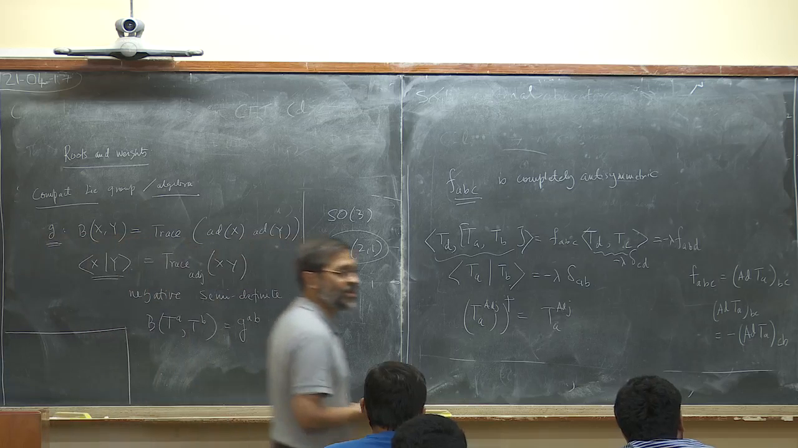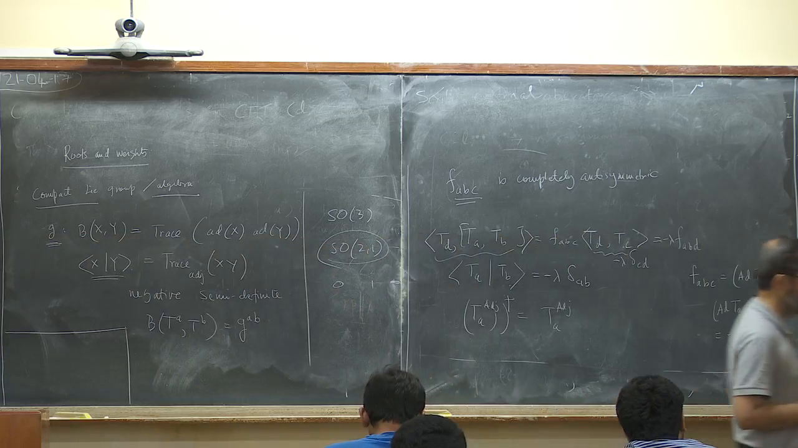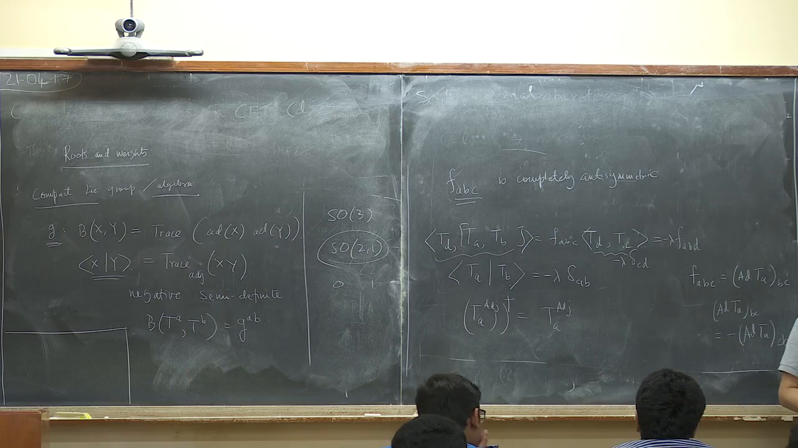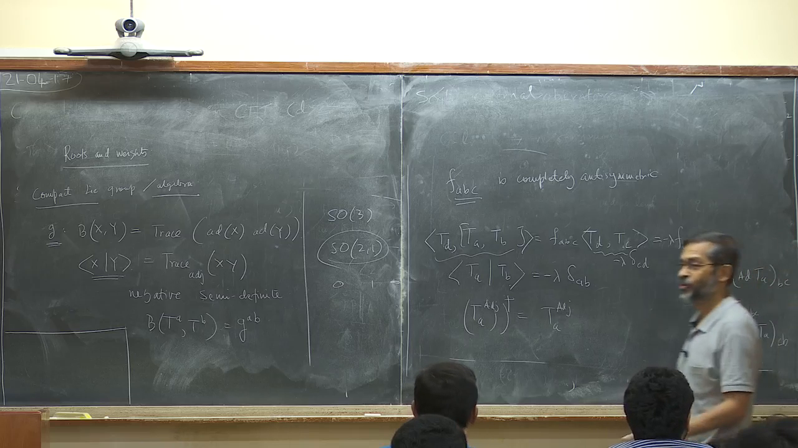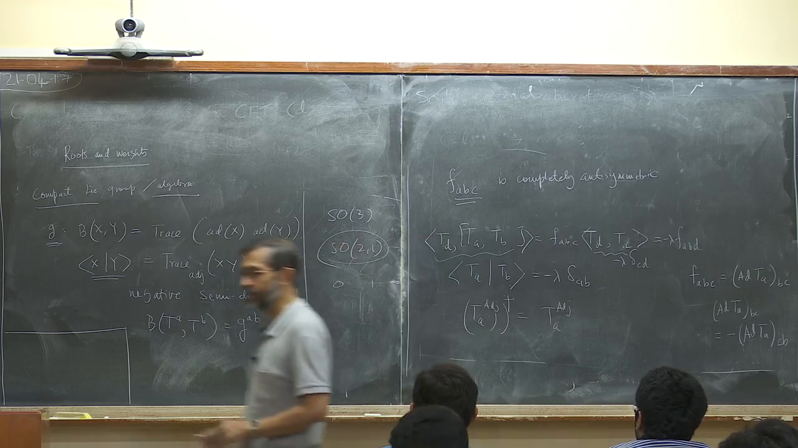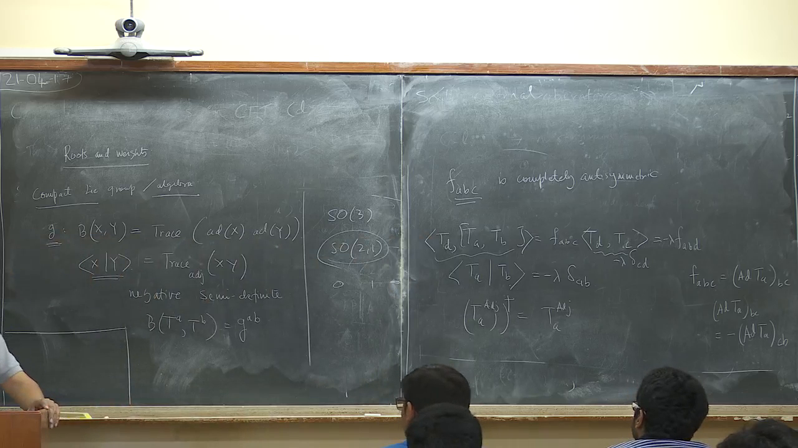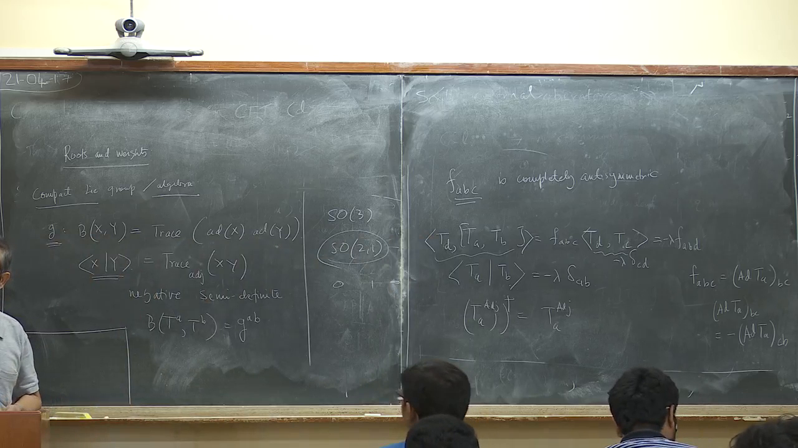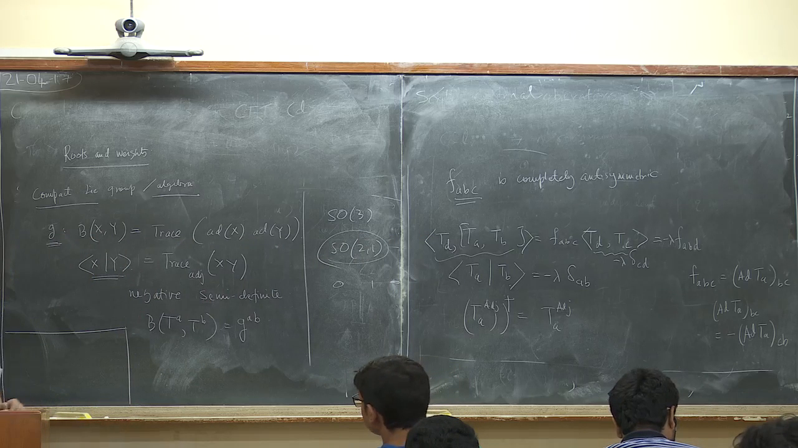a representation in which the generators of the Lie algebra are realized as Hermitian operators. It turns out that for compact Lie algebras, there is a result quoted in Georgi's book that any representation, not just the adjoint representation, but other representations as well, is a representation in terms of Hermitian operators.